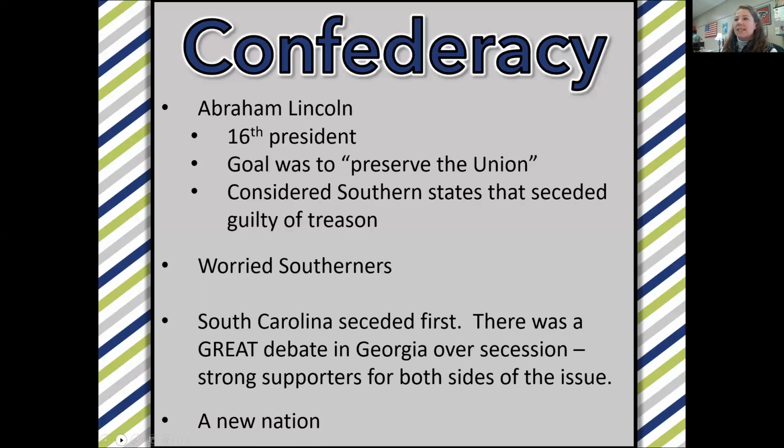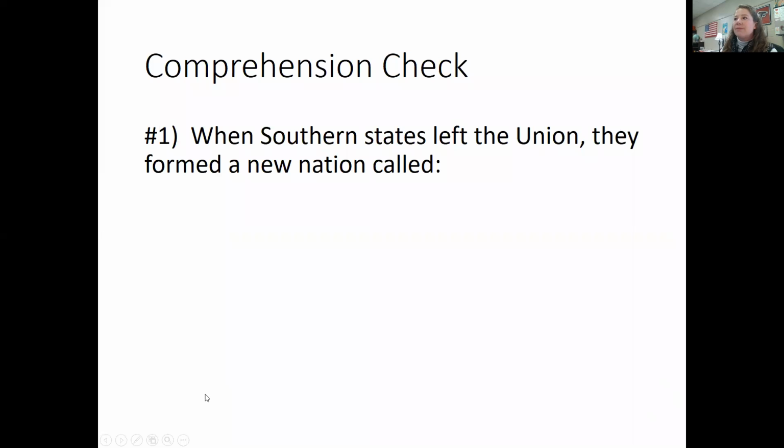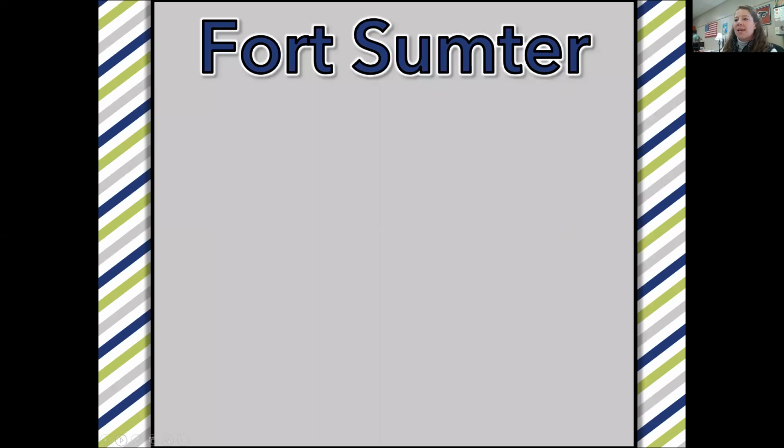So the Southern states, they did leave the Union, and they formed a new nation, and hopefully you know the name of that nation, the Confederate States of America. Now, hopefully some of you have had an opportunity to go to South Carolina. Charleston, South Carolina, right off the coast of Charleston is a little island with this fort. It's called Fort Sumter, and this is where the Civil War actually started.